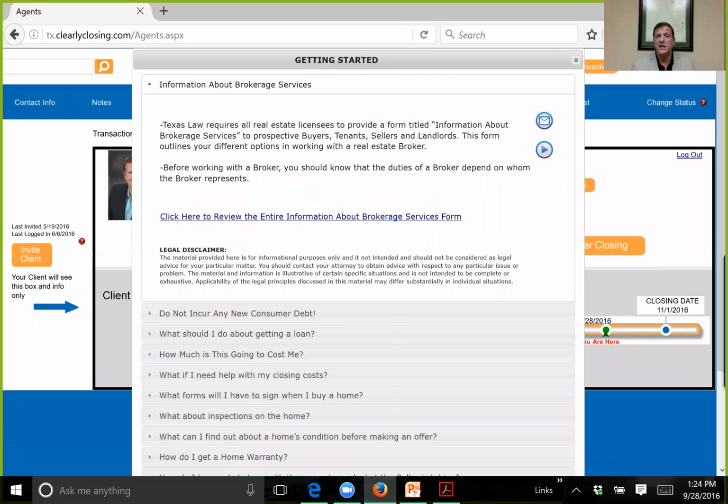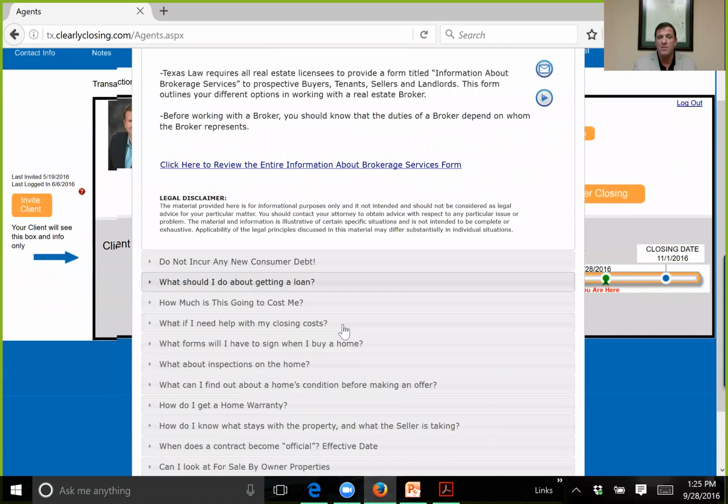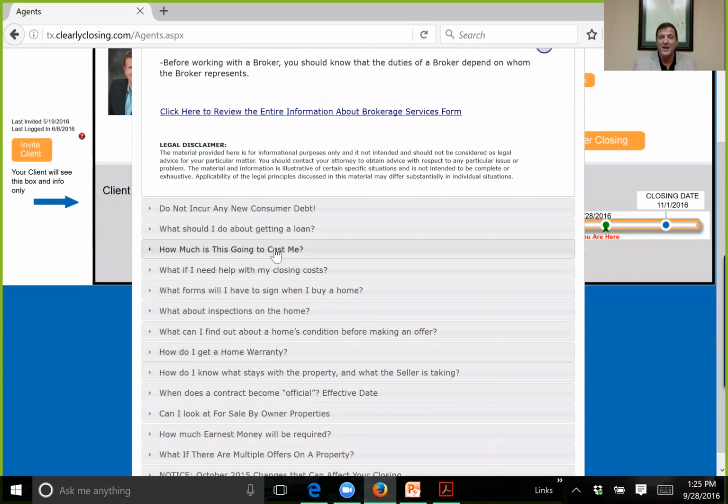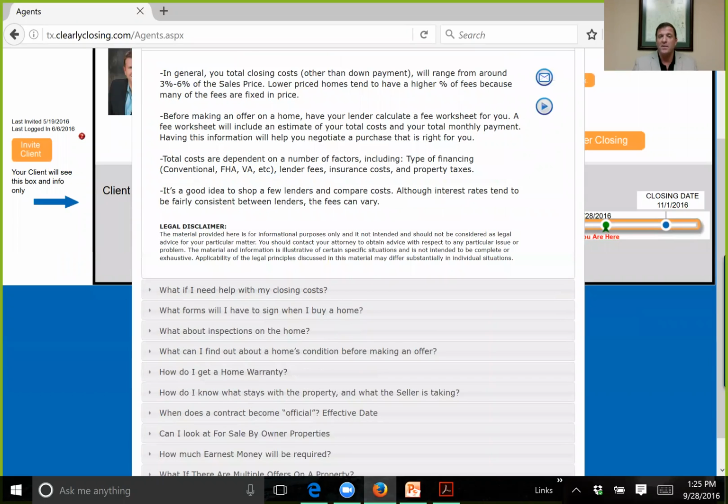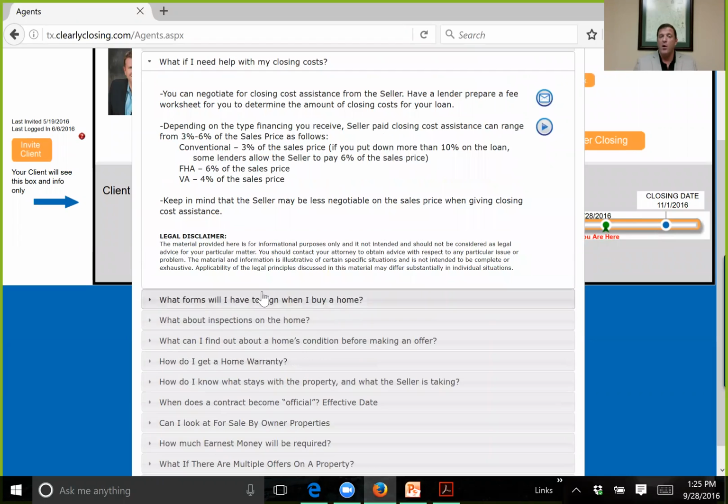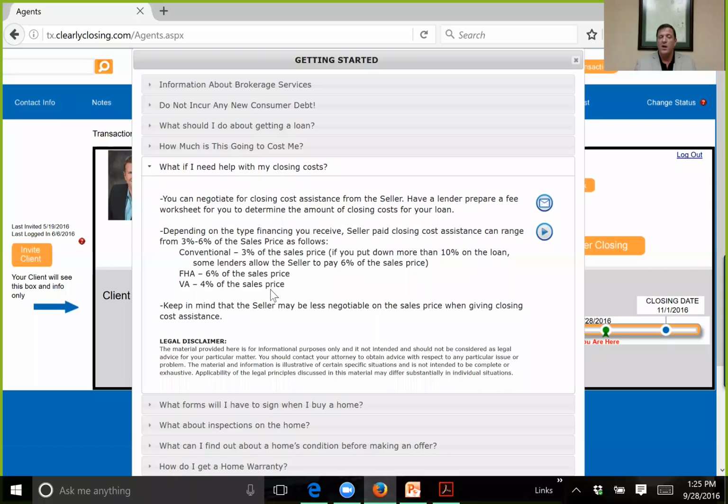If I click on this Getting Started button, this is information that the buyer needs to know prior to making an offer, including how much is this going to cost me? Here's the closing cost information that we just covered. What if I need help with my closing costs? Here's some of the regulations regarding how much closing cost assistance that they can ask for.